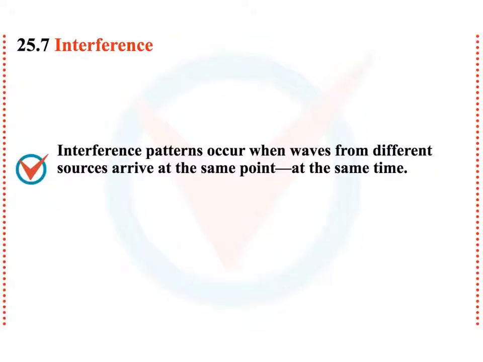Here's the second part of waves. We're now going to start talking about interference. Interference patterns occur when waves from different sources arrive at the same point at the same time.